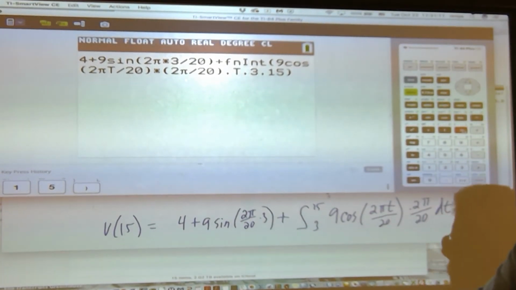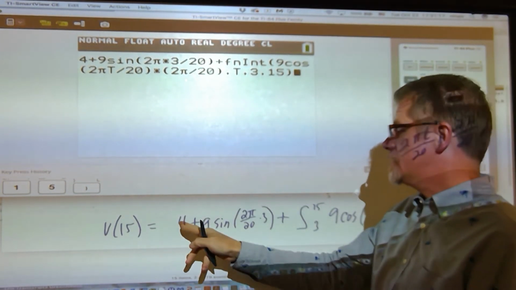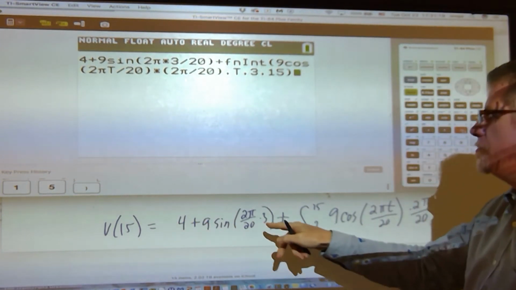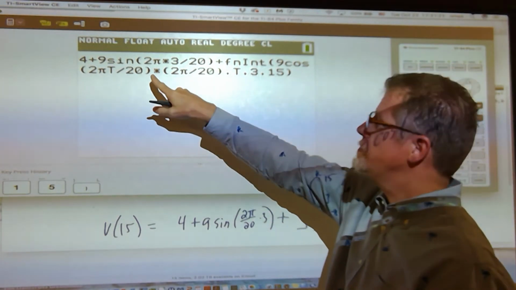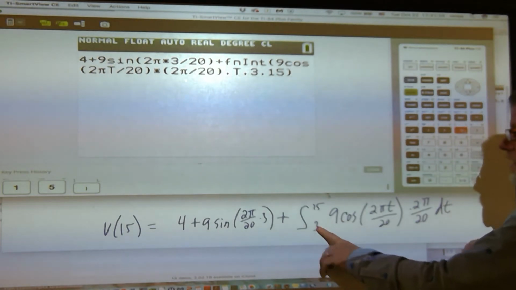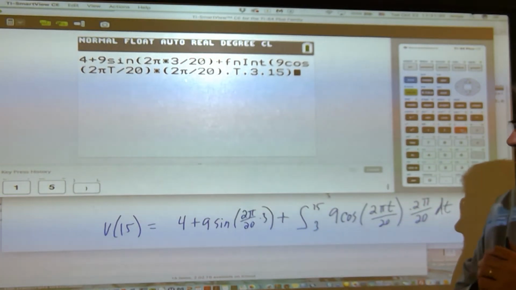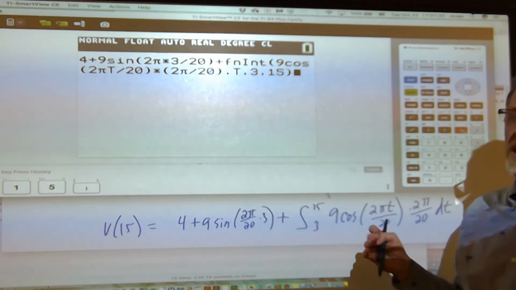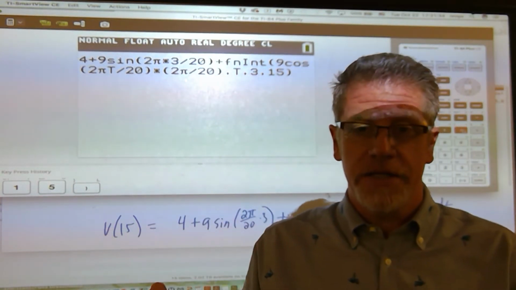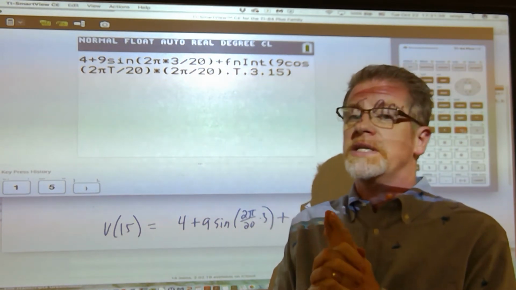Okay, I'd like to show you my progress here. I said V of 3, I just take the velocity function that they gave me and put a 3 in, so that'd be 4 plus 9 sine of 2 pi times 3 over 20. Now I need V prime of t, which means I have to... oh, by the way, this is a calculator problem. On the AP test, this would be a calculator problem, so I'm just showing you how to best use your calculator to most quickly get the answer.